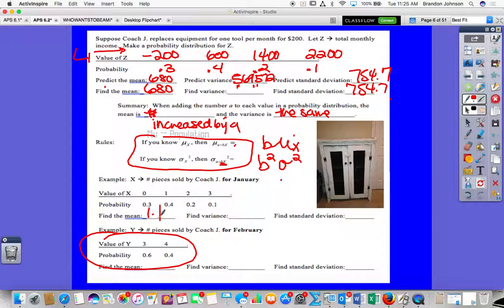So the variance is 0.8836. And then the standard deviation is 0.94.